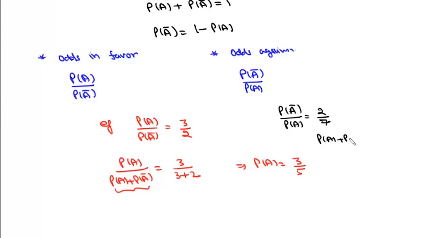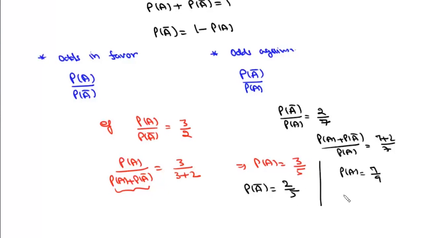We can write P(A) plus P(A complement) upon P(A). It is equal to 7 plus 2 upon 7. So in this case, probability of A is 7 by 9. And once we have probability of A, we can find probability of its complement by simply subtracting it from 1. So for this first case, it is 2 by 5. And for this case, it is 1 minus 7 by 9, and it will be 2 by 9.